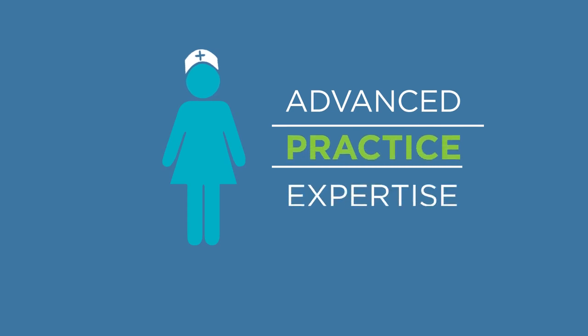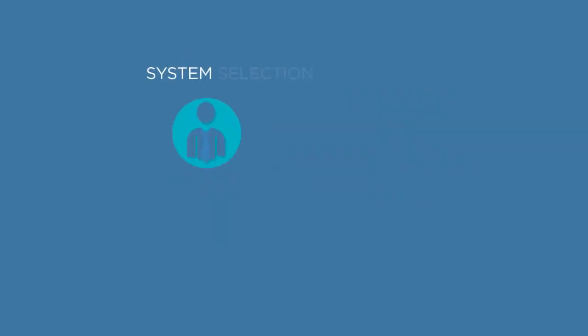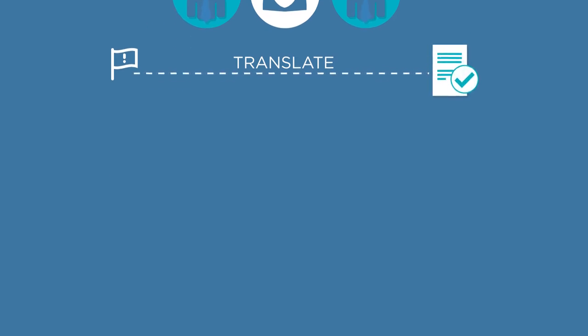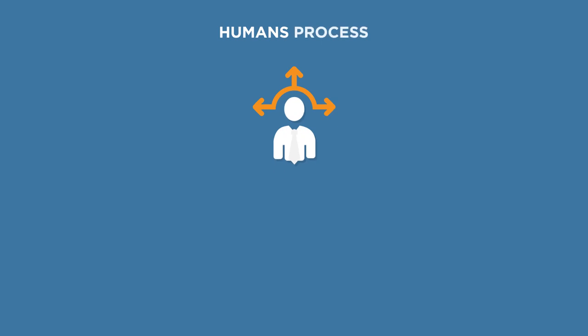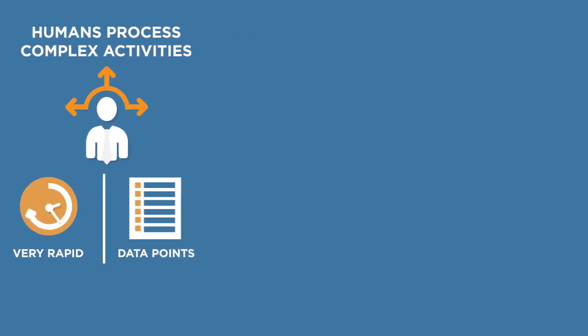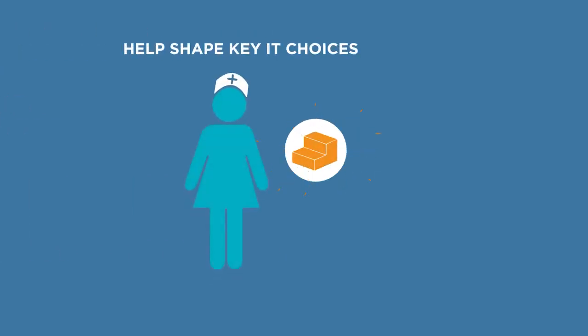As a master's prepared nurse with advanced practice expertise, you may be part of a system selection committee and asked to translate clinical issues and needs into system requirements and features. This is tricky because humans process complex activities, such as clinical decisions, in a very rapid way, taking into account a myriad of data points to make a single decision. Nurses can help shape key IT choices by delineating the steps of their actions.